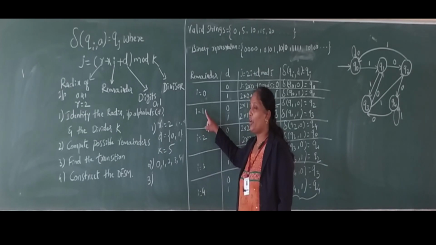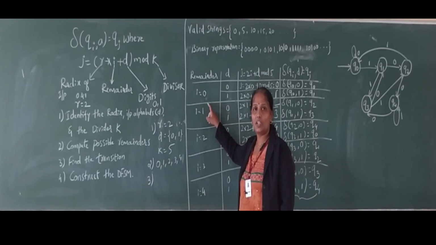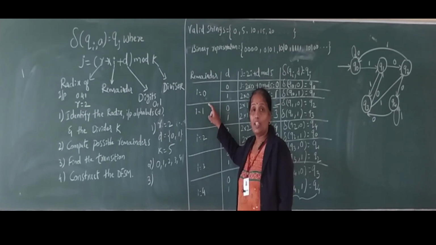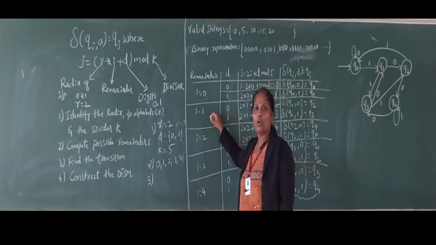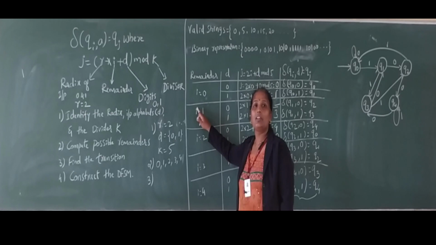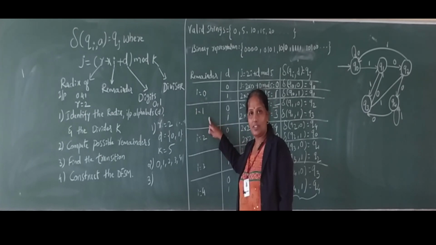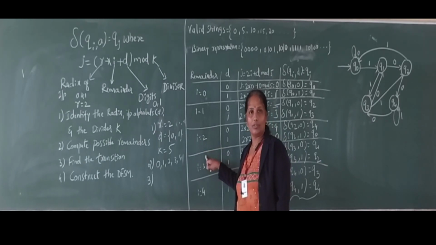So now according to the question, what remainder do I get? I get 0. So which state should I make as the final state here? The Q0 state. If they ask you for 1 modulo 5, then which state are you going to make as a final state? That is Q1 state. Next, if they ask for 2 modulo 5, whenever you divide the number by 5, the remainder should be 2, so Q2 state is the final state, and so on.